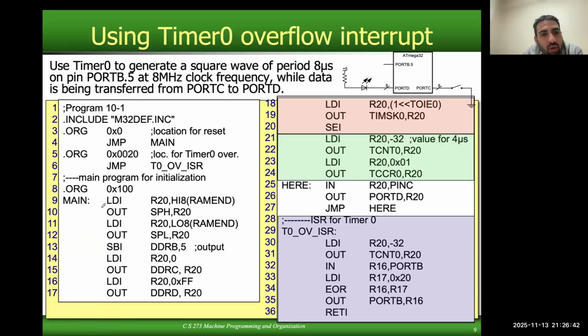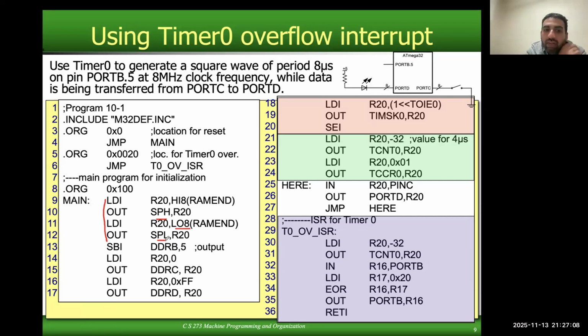Okay, now what we are doing in the main code. Here we are first initializing the stack, and we have done it so many times in previous examples, so I'm not going to explain it. You are simply saying, put the value of high 8 bits of the RAM end in the stack pointer high register, and put the value of low 8 bits of the RAM end in the stack pointer low register.